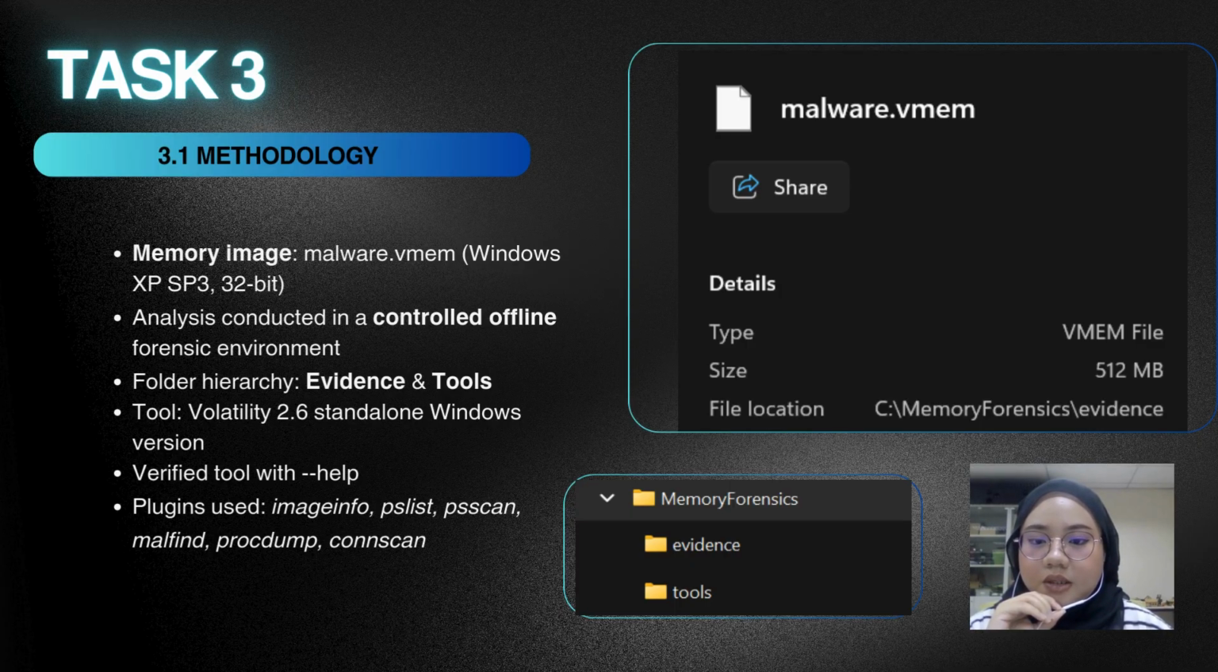Next, Volatility Framework 2.6 was chosen over Volatility 3 due to better plug-in support for the older Windows XP memory dump containing Cridex malware. Standard Volatility plugins including imageinfo, pslist, psscan, malfind, procdump, and connscan were executed to identify the operating system, running processes, injected code, and suspicious network activity.